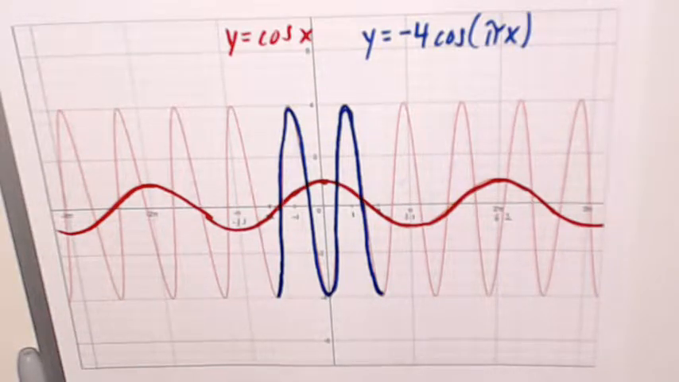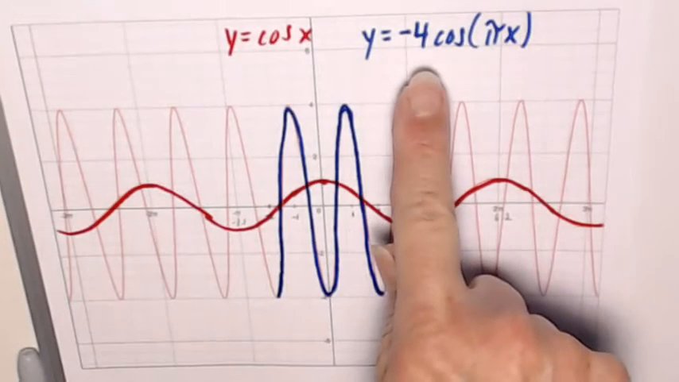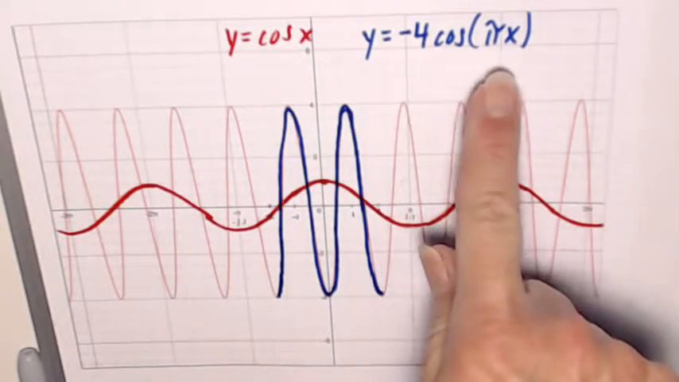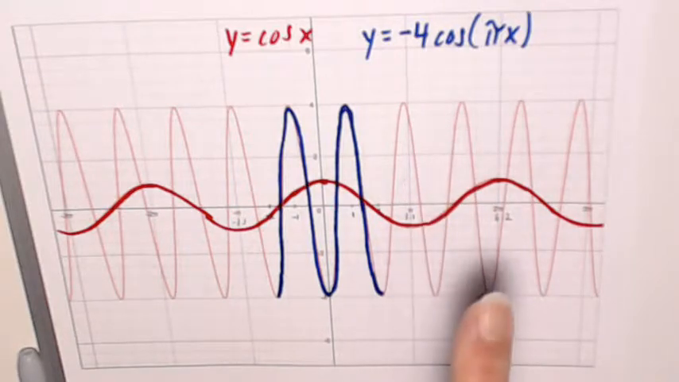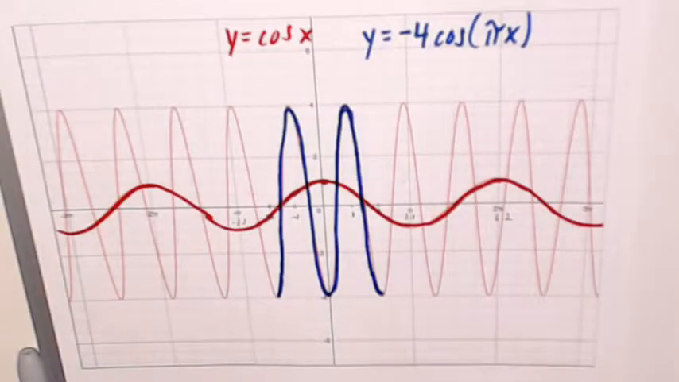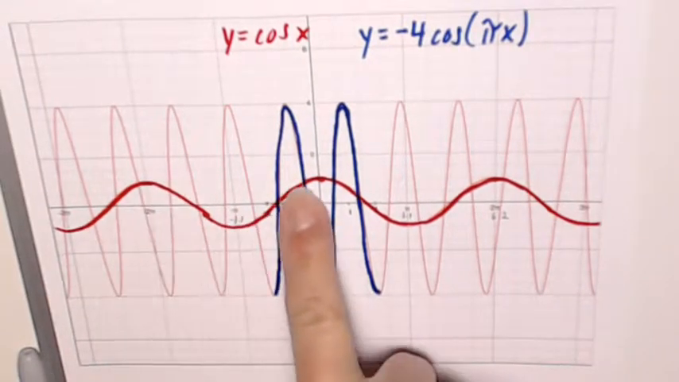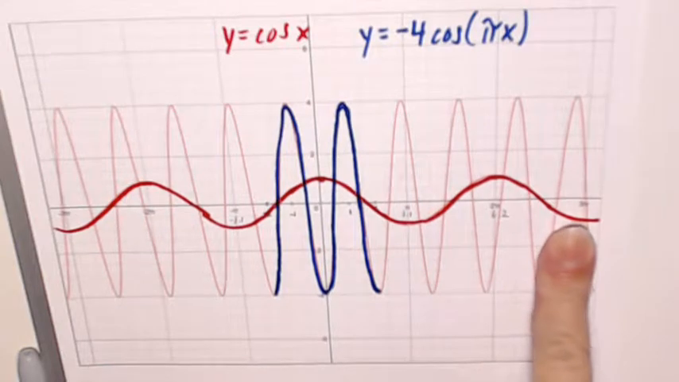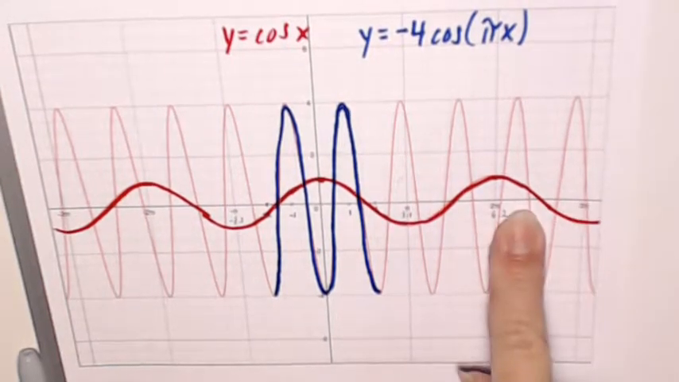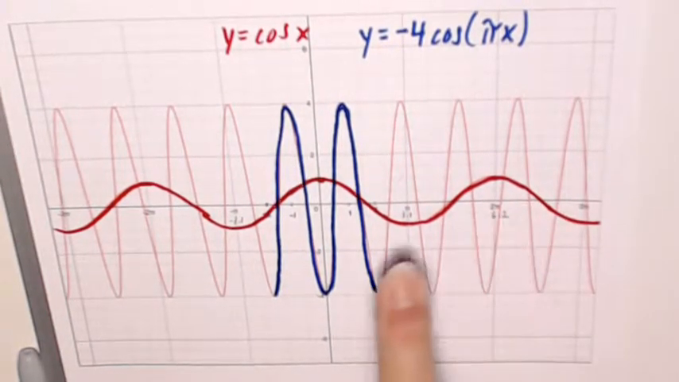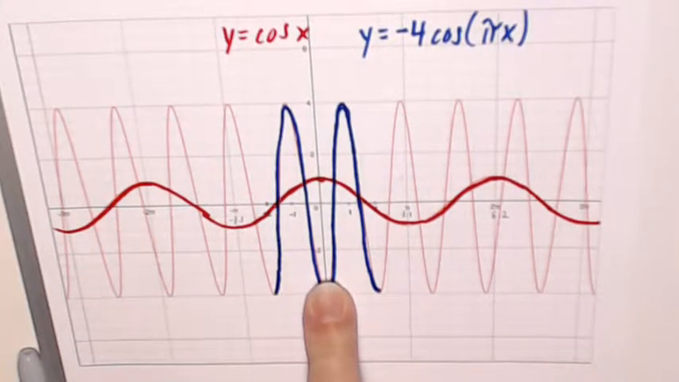I wanted to take another look at this example that we graphed. y is equal to -4 cosine of pi x. I want to take a look at that graph versus our regular, plain vanilla cosine curve, which is y equals cos of x, the red line on this graph here. So here's our regular cosine function, and here is the cosine function that we just graphed in the video before this.